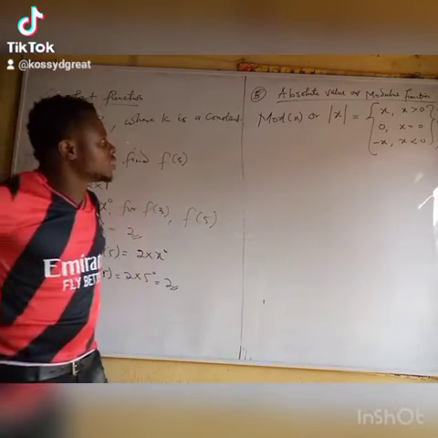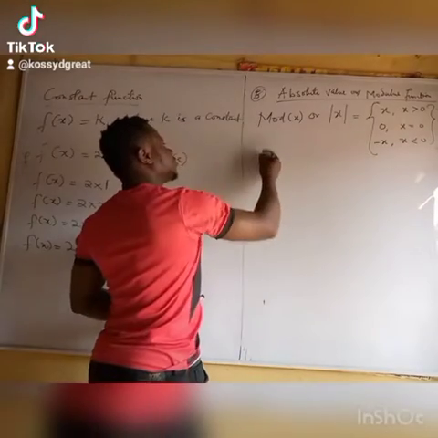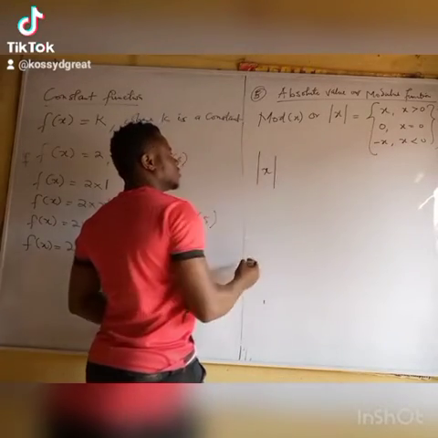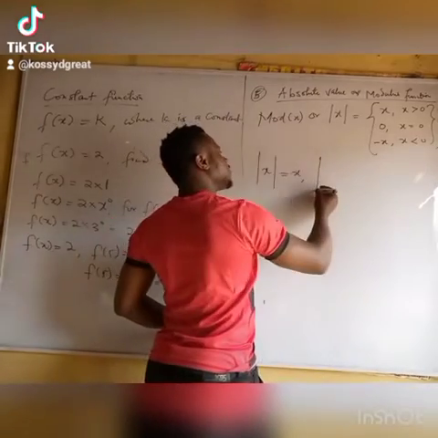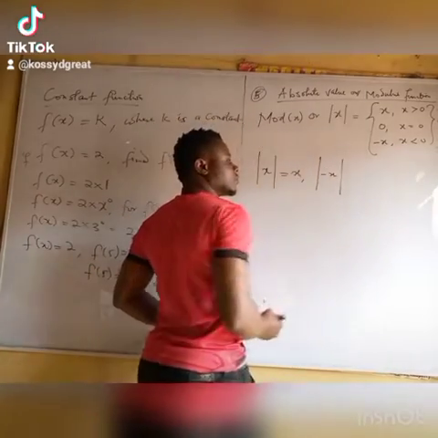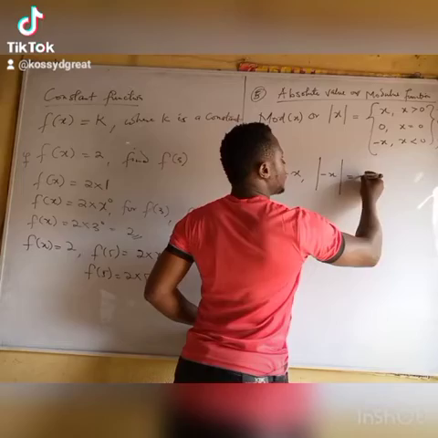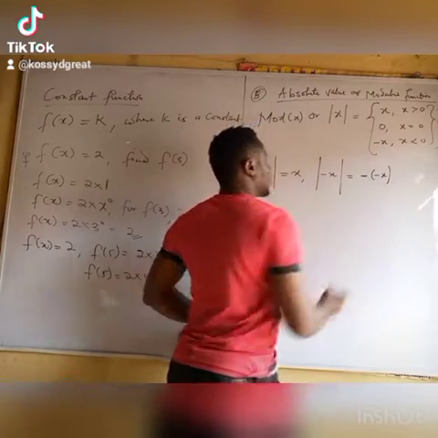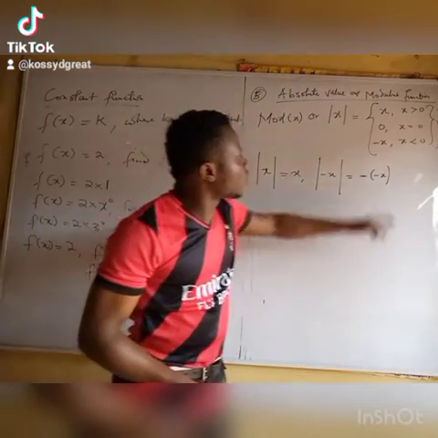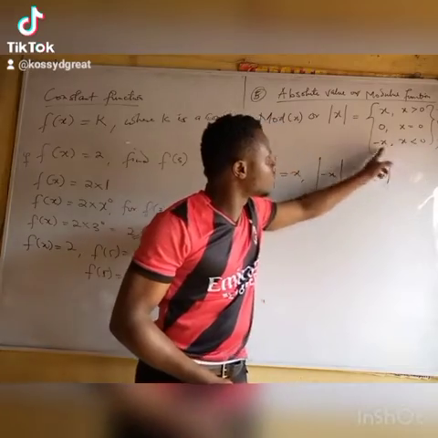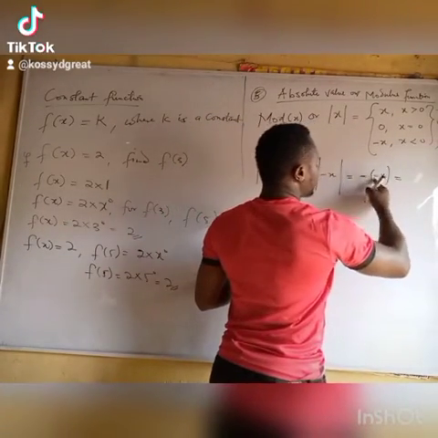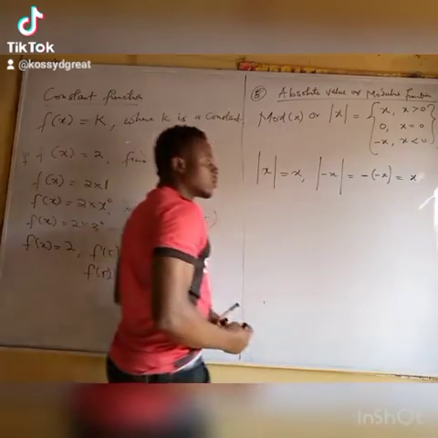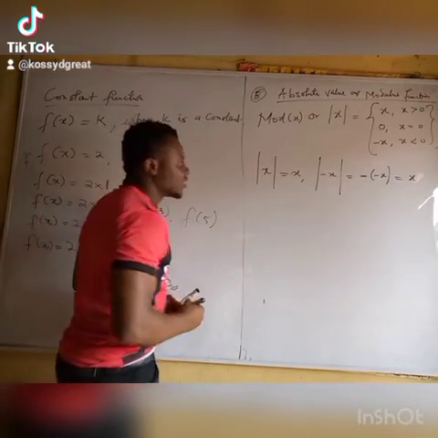Then in this case, if I have the absolute value of x, the answer is x. But the absolute value of minus x is equal to minus x. Why? Because the condition of x less than 0 is minus x. So this will give me x. Let me use numbers to represent it so you understand.